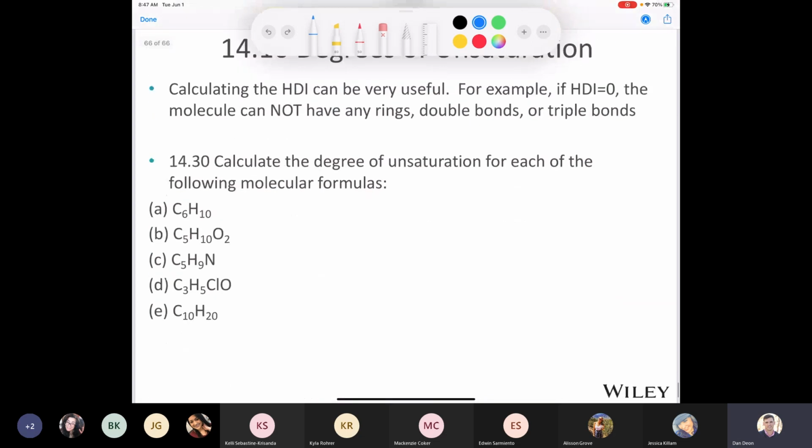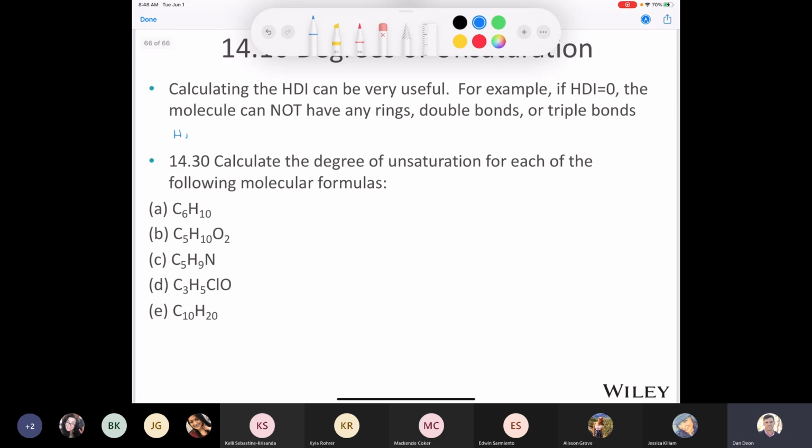So HDI can be a very useful tool. How would it be so useful? Well, if I gave you a molecular formula of a compound and it had an HDI of 0, well, then you know it's got no rings, no double bonds, and no triple bonds, right? Just throw those things out. Okay. So let's give it a try. If I wanted to calculate the HDI or the U of these compounds, I'm going to use the formula.